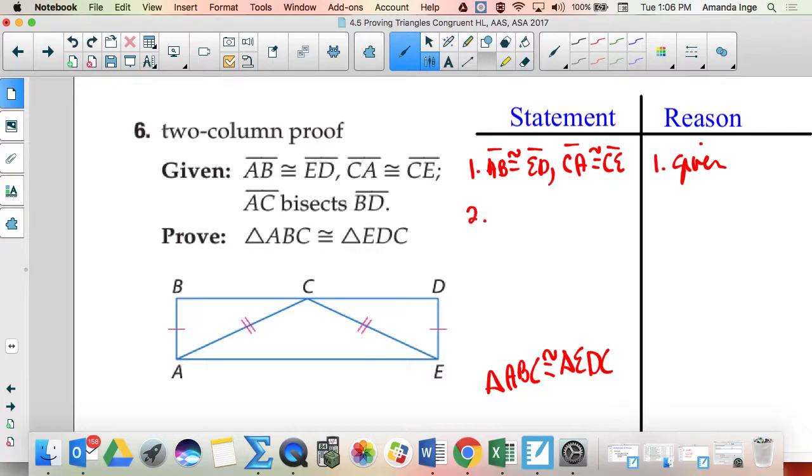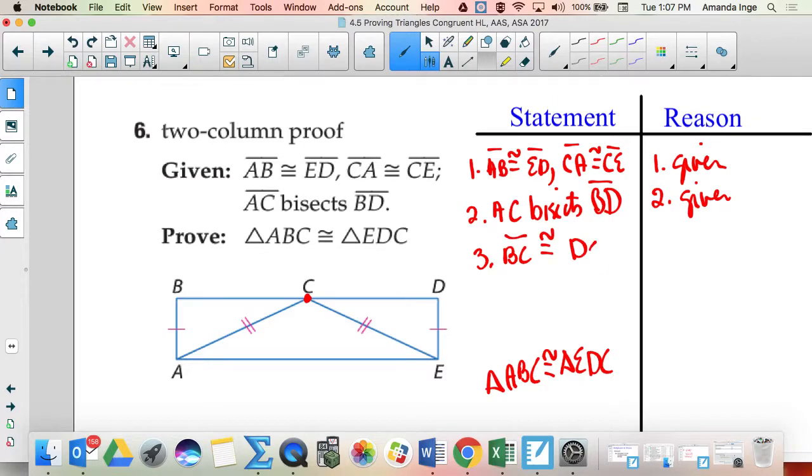It then says that AC bisects BD. That's given. So what does that mean? It says AC bisects BD. So that means that C is a midpoint, right? So it also means that BC is congruent to DC. Definition of segment bisector.